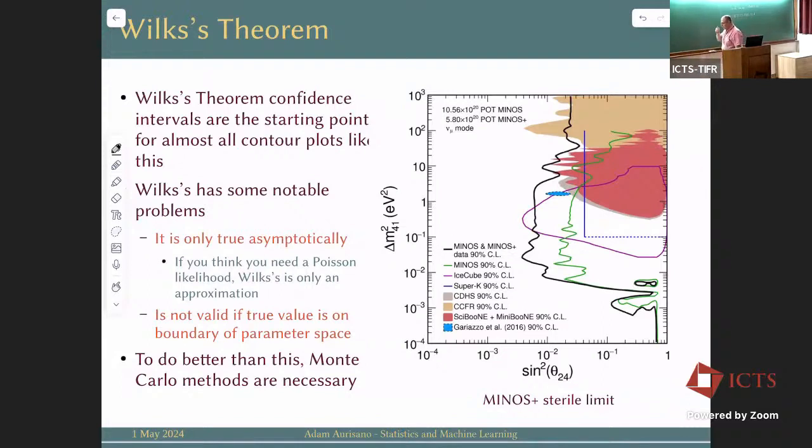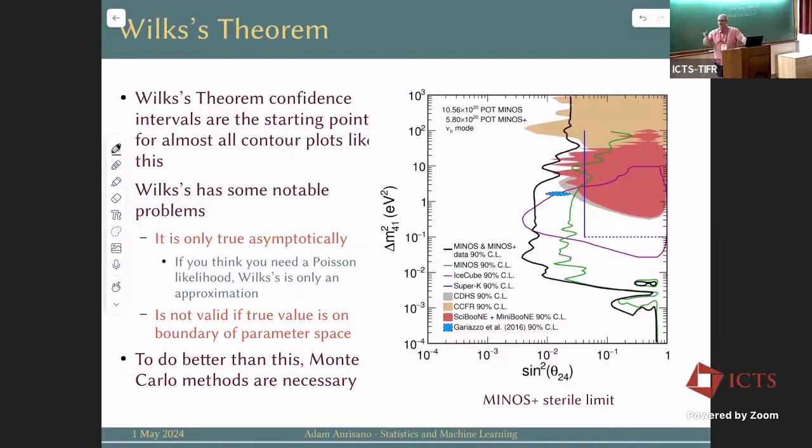So those are places where Wilks' theorem doesn't hold, and any time where you have small signals, or again, like an oscillatory parameter space. So in neutrino physics, most things are oscillatory, and those are precisely the types of places where Wilks' theorem has trouble, right? Where it will not be true.